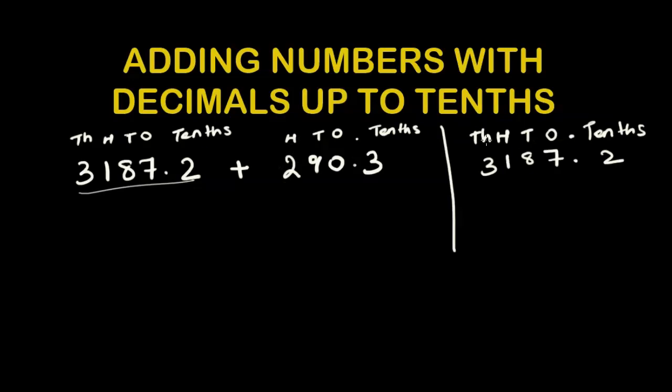We see this 2 is under hundreds place. We're not going to put this 2 under thousands place. This is going to go under hundreds place. 9 is under tens place. 0 is under ones place. Decimal. 3 is under tenths place. Now we can add these numbers.